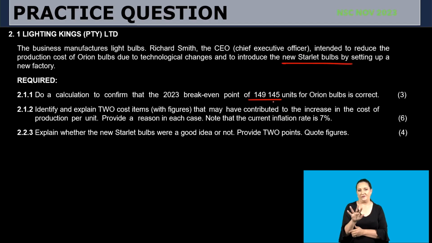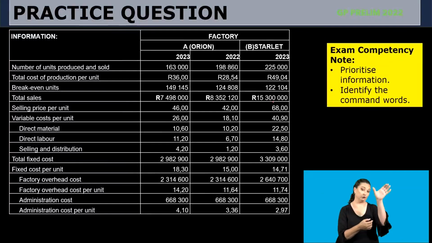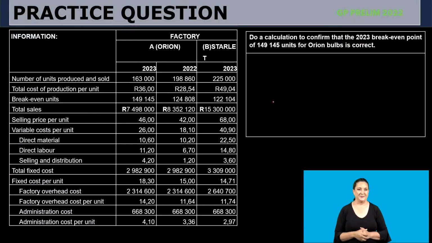So the examiner can say, do a calculation to confirm, or the examiner can say, calculate the break-even point. These are all one and the same thing. So you can do a calculation to confirm, or you can actually calculate the break-even point. Now, here's the information that we're provided with. Now we'll do a calculation to confirm that that break-even point is correct.